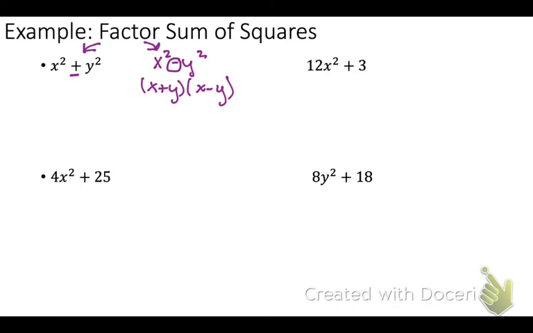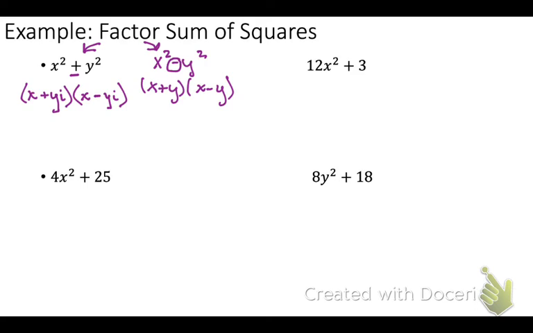i squared. So all I have to do in my factors is put x plus yi and x minus yi. So will that change my negative y squared into a positive y squared? Yes. So you're going to factor them exactly the same, but you're going to throw an i on the last factor.